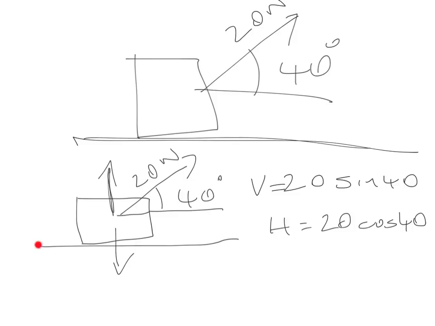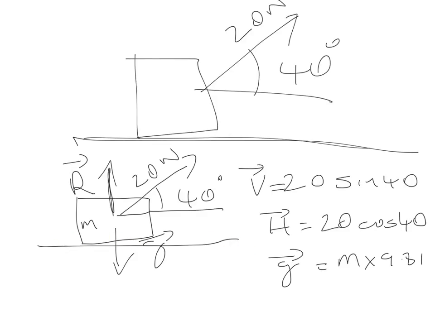We're not including friction in this case because we assume this is on ice or a frictionless surface, to make things a little bit simpler. The weight of this block can be worked out by m times 9.81. That gives you that force here.